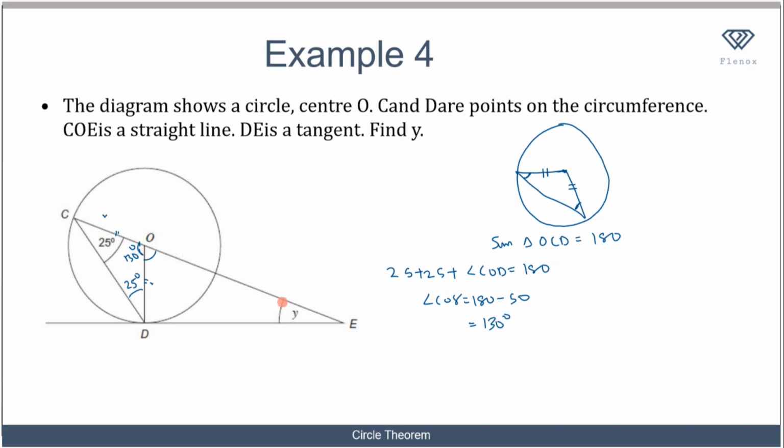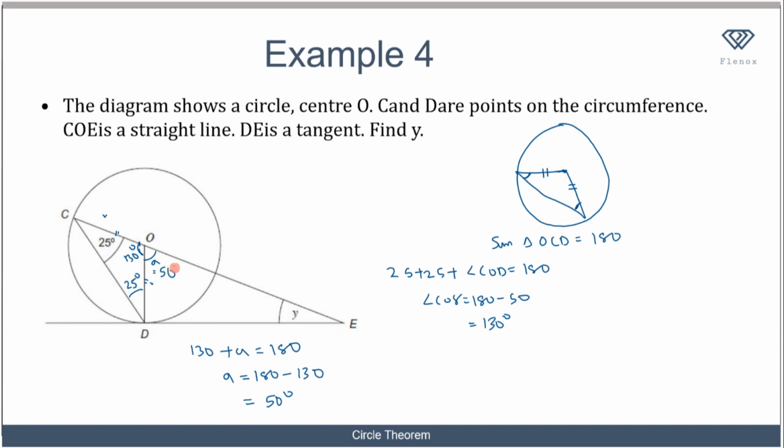Now that I've gotten this angle over here, I can find the angle over here, because I'm told that COE is a straight line. So if it's a straight line, I know that the sum of angles in a straight line is 180 degrees. So let me call this angle here A. So I know that the sum of this angle plus A must be equal to 180 degrees. So 130 plus A must be equal to 180 degrees. So the value of A will be 180 minus 130, and that is equal to 50 degrees.